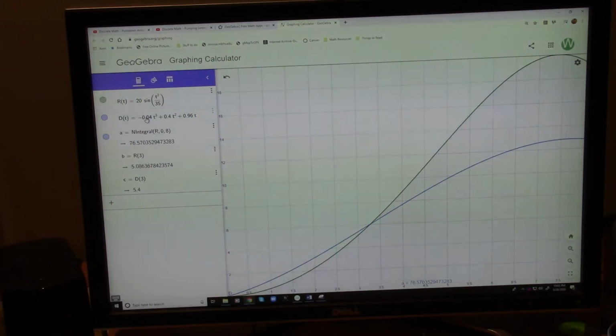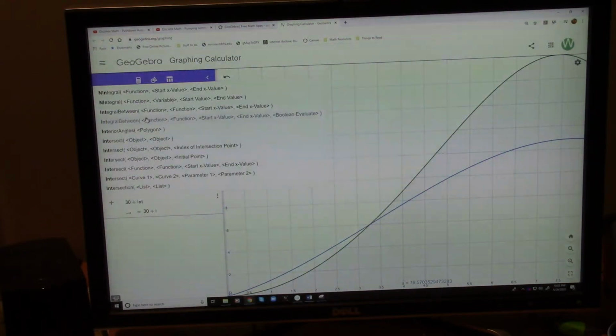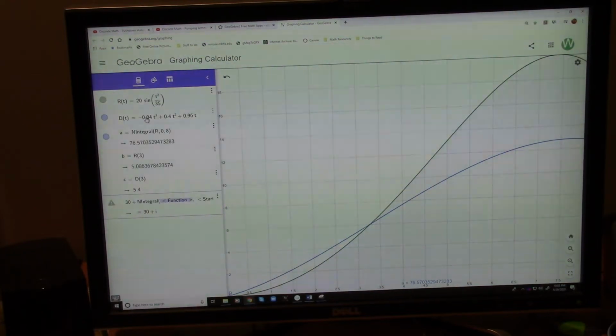All I need is just F of 8 at the moment. What is F of 8? It's just 30 plus the integral of, and now the function is just r minus d, 0, 8. So that was the very last thing I did: 48.544, that's the amount of water in the pipe at the end of the day.